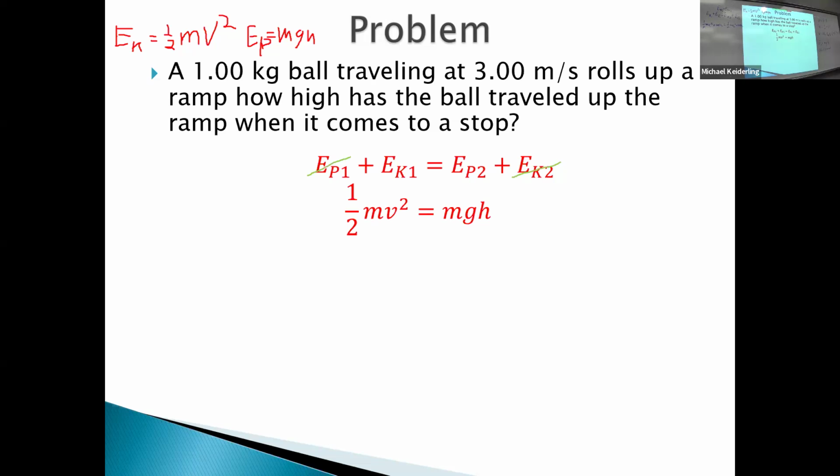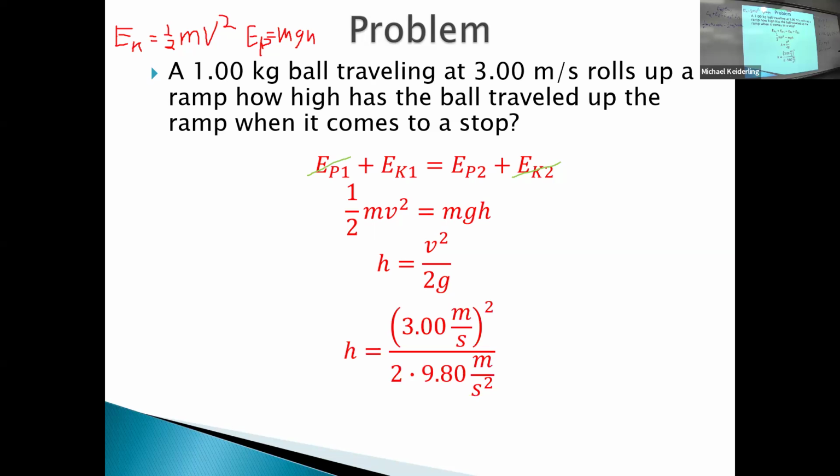And we want to find height. A little bit of algebra tells us that height ends up being v squared over 2 times g. So 3 meters per second quantity squared divided by 2 times 9.8 meters per second squared gives us 0.459 meters. The initial kinetic energy is 4.5 joules. It turns to 4.5 joules of potential energy. 4.5 joules of potential energy for a 1 kilogram ball is a height of 0.459 meters.